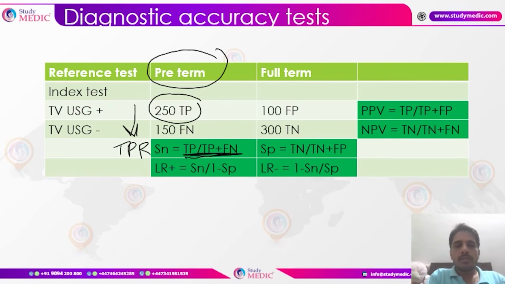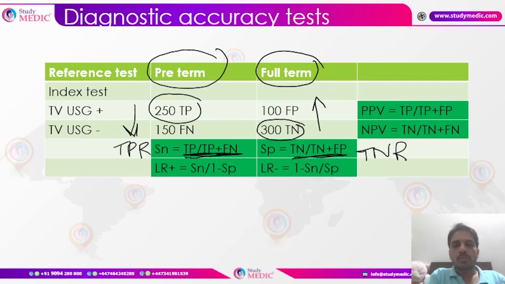Now what is specificity? Look at the low to high arrow. Out of those who are not having the outcome, how many are tested negative? It is specificity, also called true negative rate. It is given by the formula true negative by true negative plus false positive, that is 300 by 400.